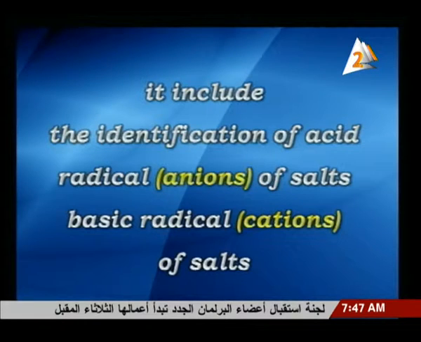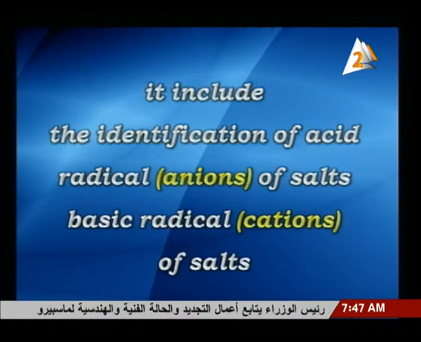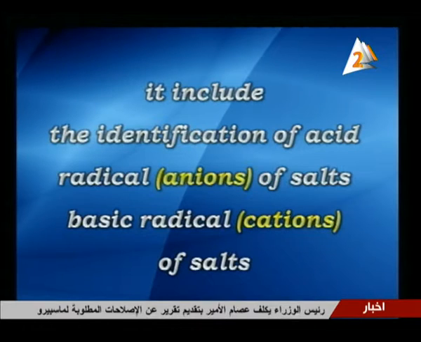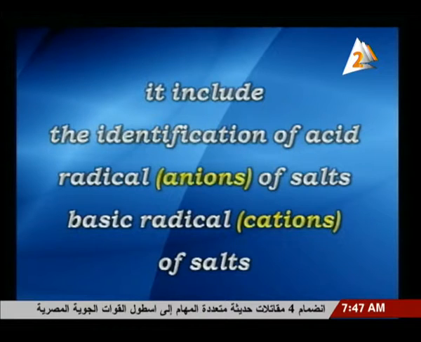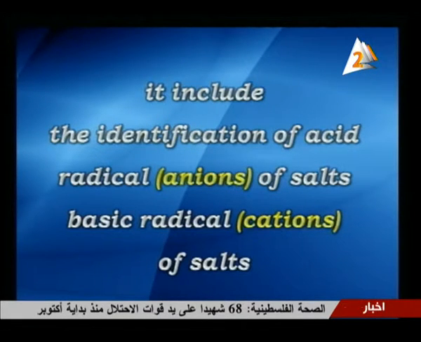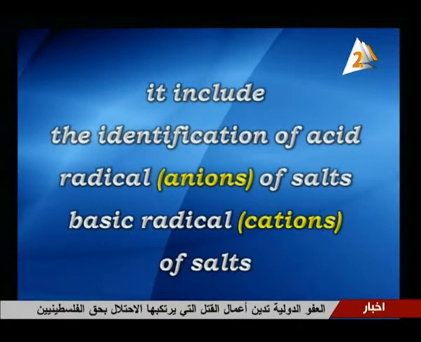Oh, this is the first time to say radical. Radical here means anions, cations, and so on. As a beginning, anions of salt, basic radical cation of salt. So we have 2 types of radical. They are called anions for the salt, and this anion means acid radical, and the cations of the salt is basic radical. So here we have the anions, meaning negative ions, and the cations, meaning positive ions of the salt. We catch positive and negative.